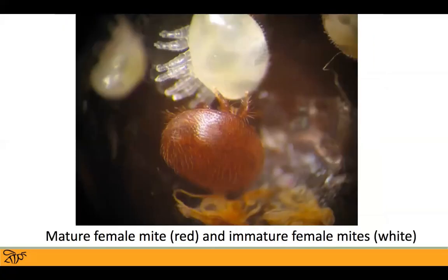And in this picture, you can compare. The white one in this picture is an immature female. She starts off white and then she darkens to red as she matures. And you can see she is bigger than the little male, and she's also a different shape. So that's how you can tell the difference.